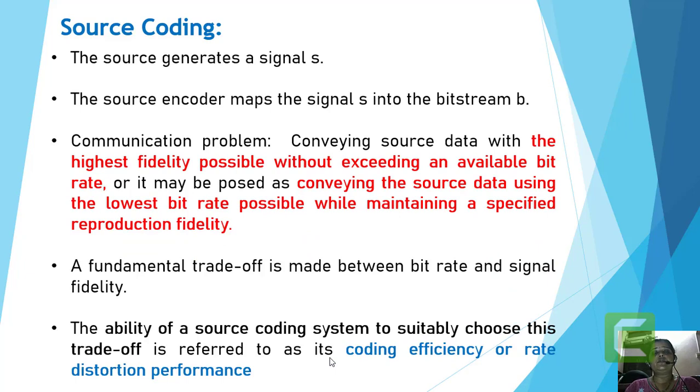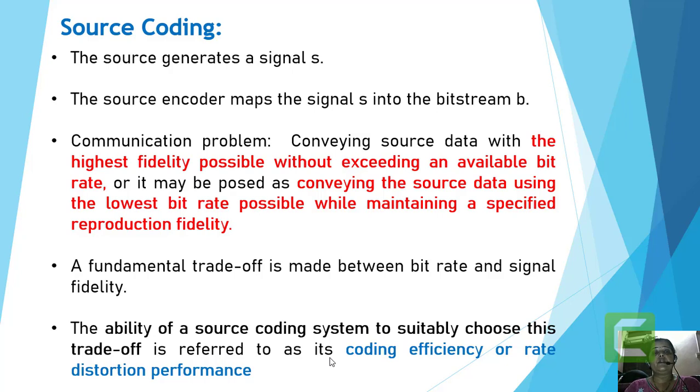Let's say that a source generates S number of signals. So the source encoder has the task of mapping every signal S into some bit stream B. But a communication system always has the problem of conveying the source data with the highest fidelity possible without exceeding the available bit rate. Or we can say that the source data has to be conveyed using the lowest bit rate possible while maintaining the specified reproduction fidelity.